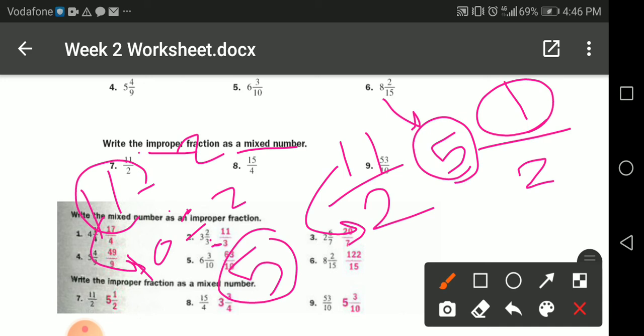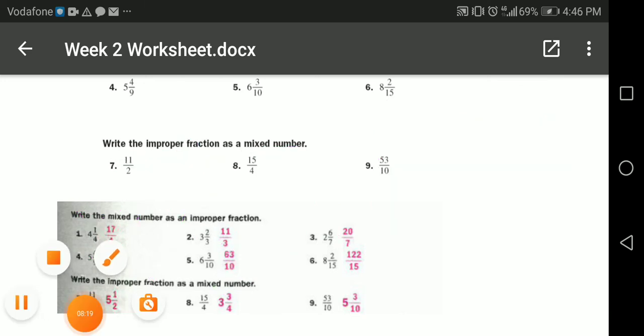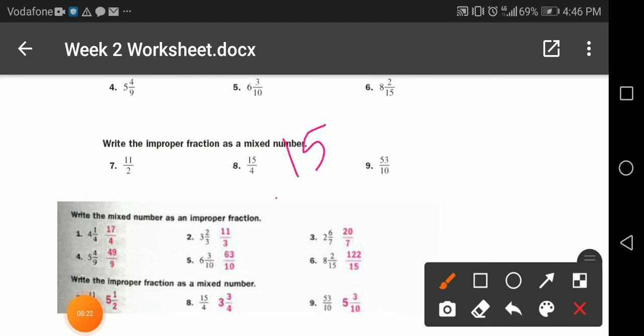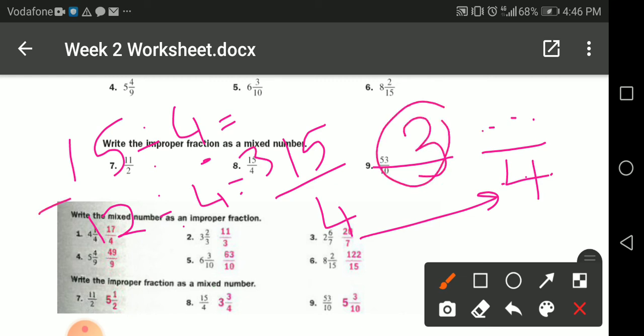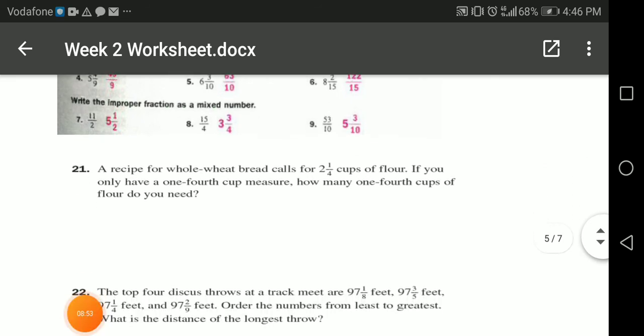I write it here. Another one to make sure that we understand. Here I have 15 over 4. What should I do? The denominator stays the same, 4. 15 divided by 4, the nearest thing in the table of 4 is 12 divided by 4, which gives me 3. So 3, write it here. Then 15 minus 12 gives you 3, also write it here. Easy one. Okay, guys.